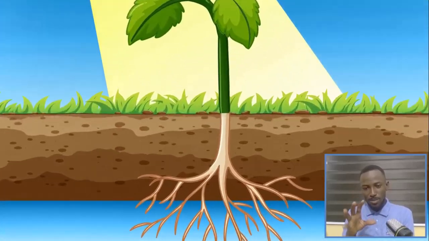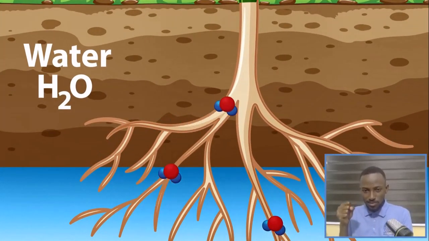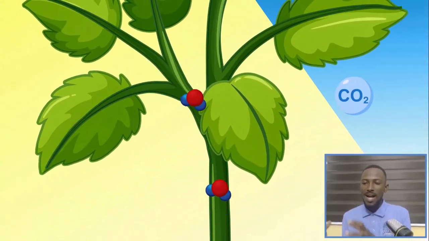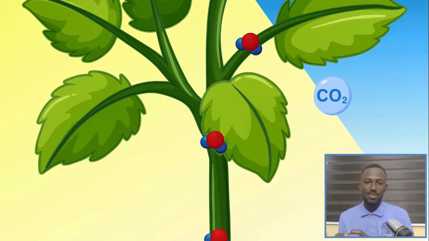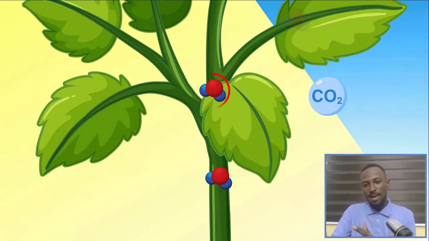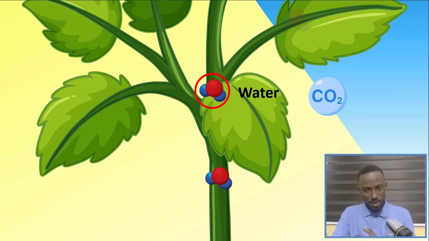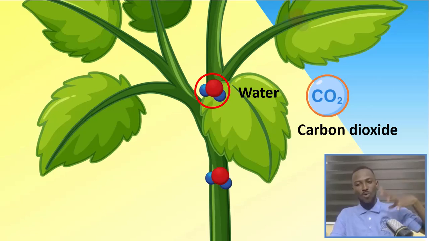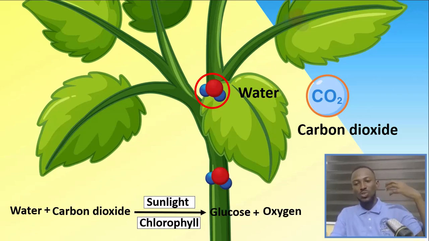Look at this video. The plant absorbs water from the soil through its roots, and then this water is combined with carbon dioxide, and with the help of energy from the sun, these raw materials are converted into glucose or sugar and oxygen. We have water from the soil, carbon dioxide from the atmosphere, and then energy from the sun is used to convert these raw materials into what? Glucose. So this is a word equation of photosynthesis.